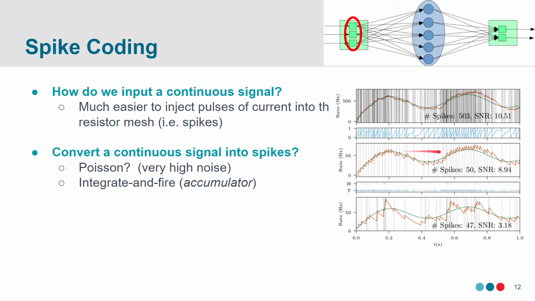So this is how we're going to encode information. We're going to take our continuous value and feed it into an integrate-and-fire neuron. We're going to call these accumulators. They'll come up again later in this talk. That's the way we convert a continuous value into a spike train, and the spike train is what's injected into the tap points, which goes through the resistor mesh, which goes to our neurons.